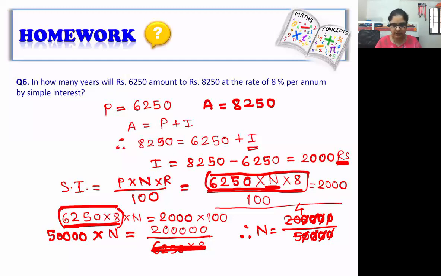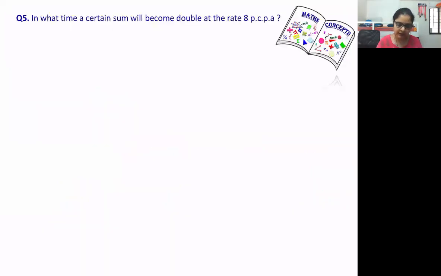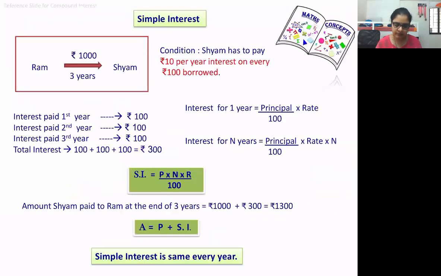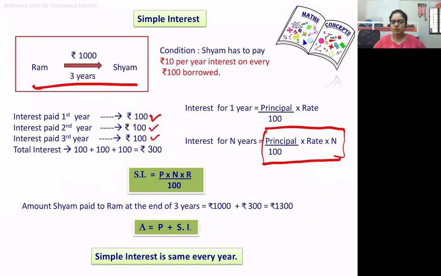So in the earlier class, we learned about simple interest. We learned rate of interest. What is simple interest? Simple interest is the same every year, right? We took the example of Sham borrowing from Ram. Here we also derived the formula of simple interest, principal into rate into number of years upon 100. This is the formula for simple interest.